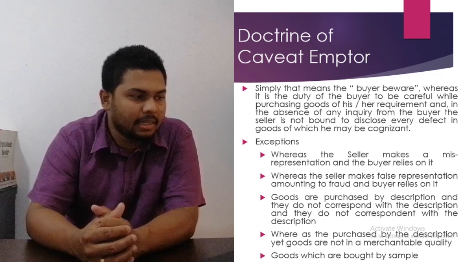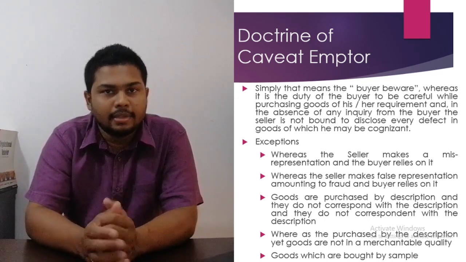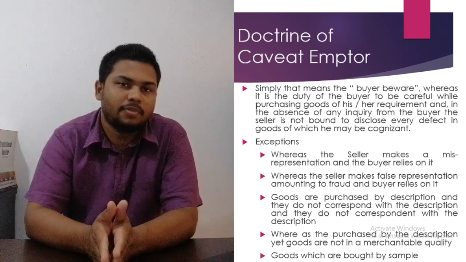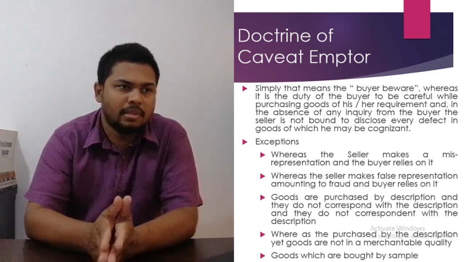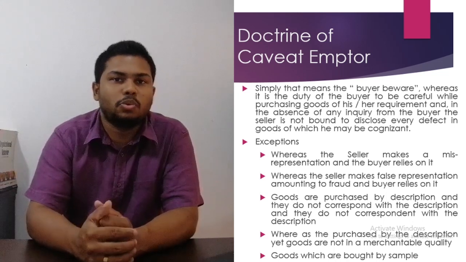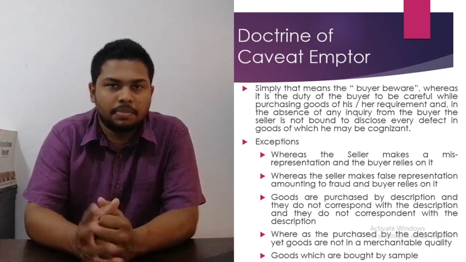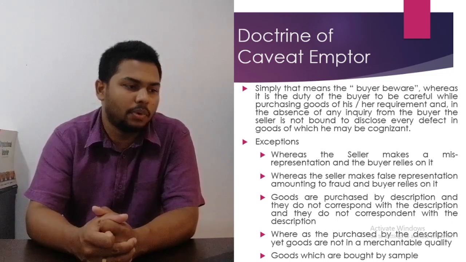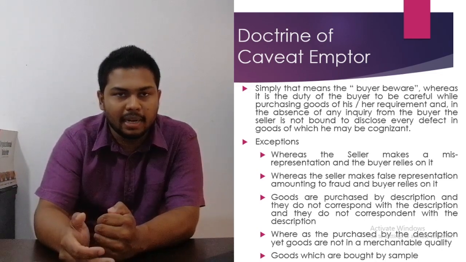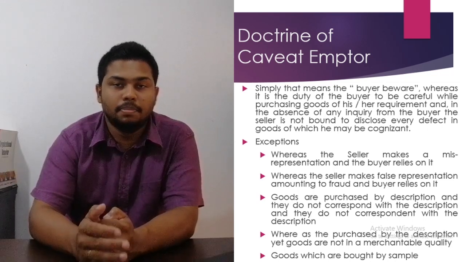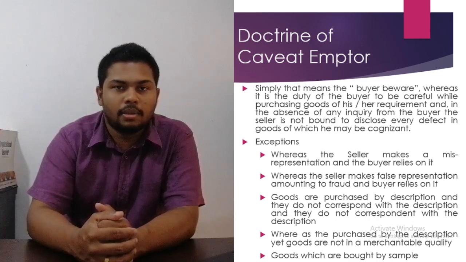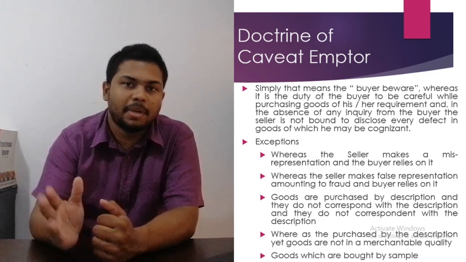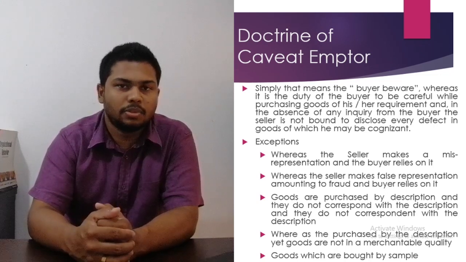So what are the exemptions? Where the seller makes a misrepresentation and the buyer relies on it. Sellers cannot tell lies and misrepresent. Misrepresentation, in the sense, is like a fraudulent activity. In some cases, they may tell lies. In that case, of course, you can sue in the courts for damages, right? The second one is where the seller makes a false representation amounting to fraud and the buyer relies on it. Somebody will tell you lies or misrepresent, like, this is the world's most fuel efficient car. That is fraudulent conduct to earn a profit. He will try to sell that particular car to you, right? So in that case, you can sue in the courts.